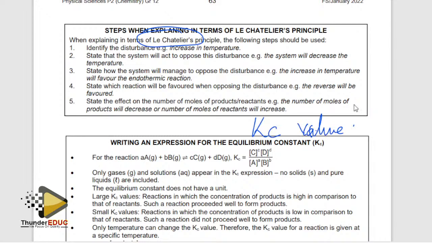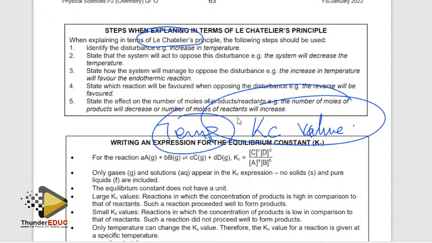Here is only temperature. The factors which affect the chemical equilibrium are temperature, pressure, and concentration. Yes, catalyst affects the forward and the reverse, so that one is not a big deal. But the big deal for chemical equilibrium are these 3 factors. But the Kc value is only affected by temperature. Please take note of that.